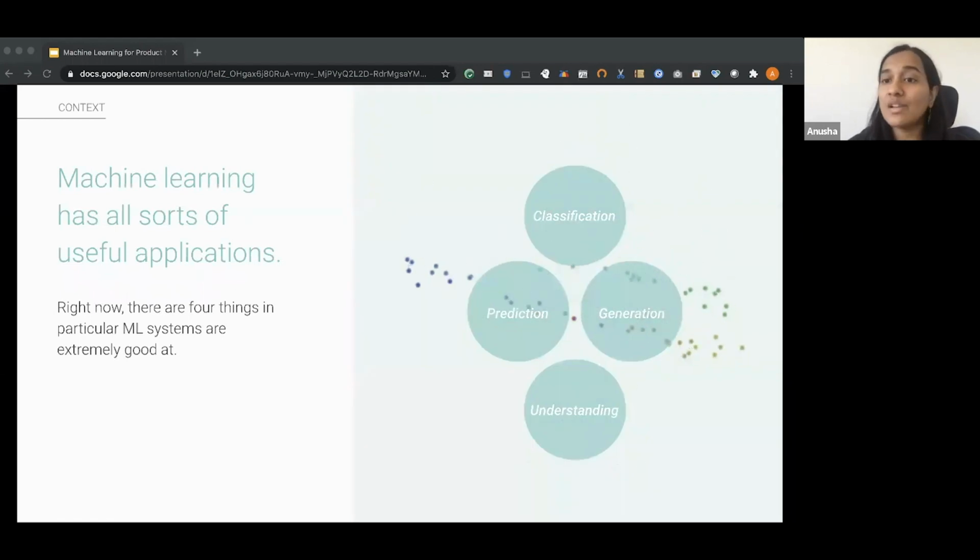But we've talked a lot about cats and dogs. It's not just recognizing cats and dogs. What's really amazing about machine learning is that it has all sorts of useful applications. There are four things in particular that ML systems are quite good at, and we've made great strides in advancements in recent years as well: classification, prediction, understanding, and generation. Let's look at examples of each of them.